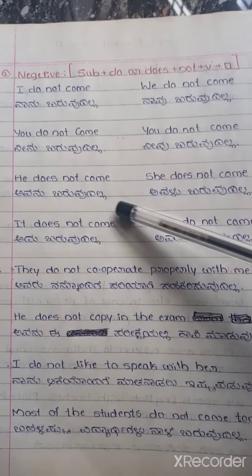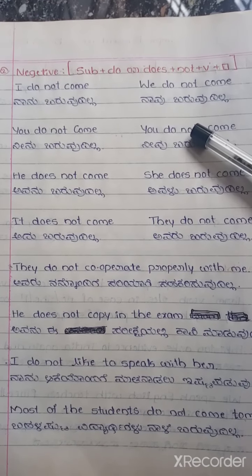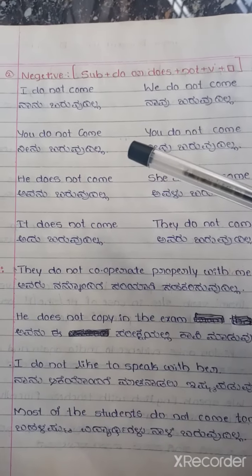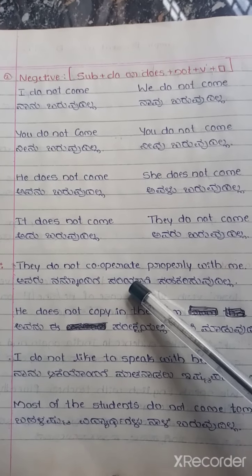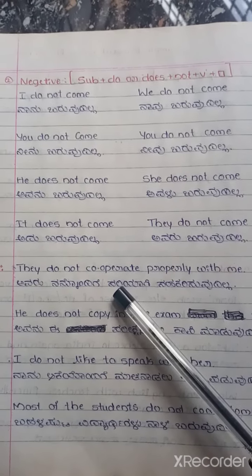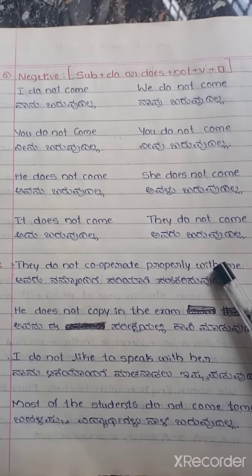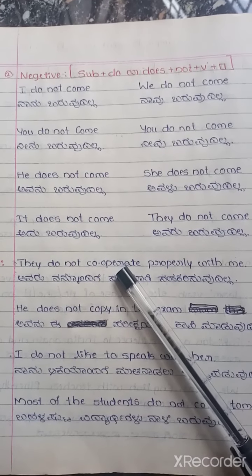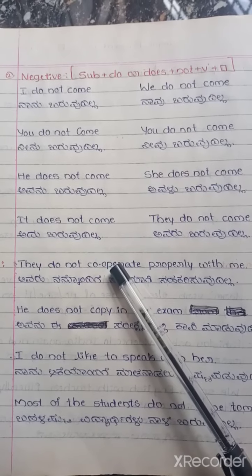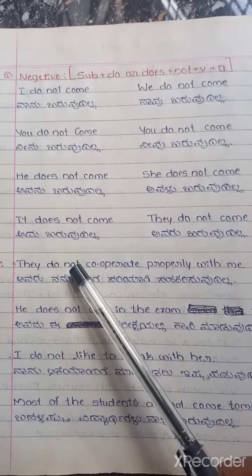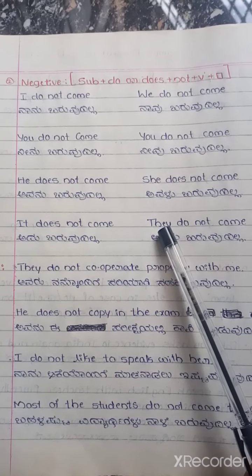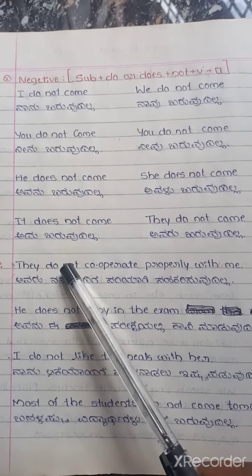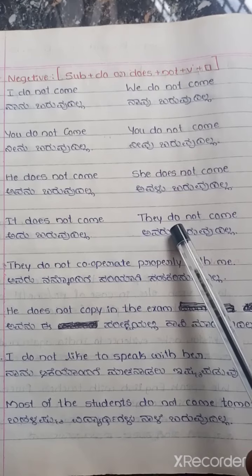These are the basic examples to make you understand what kind of verb must be written and how the change has to happen with the main verb along with the helping verb. And we shall see whether that has been followed in the examples or not. They do not cooperate properly with me. Here, since we have used they, the helping verb is do as per the formula, and cooperate is the main verb. And in between, to express the negative aspect, we have added not. And since they comes here as the pronoun, we have used do. Here also the helping verb do has been used.